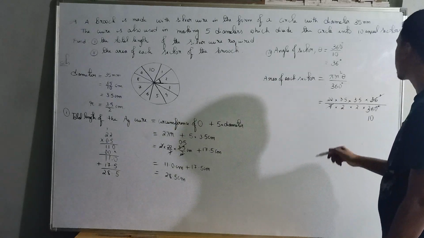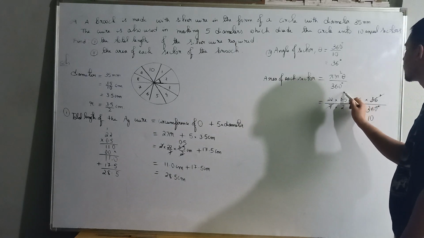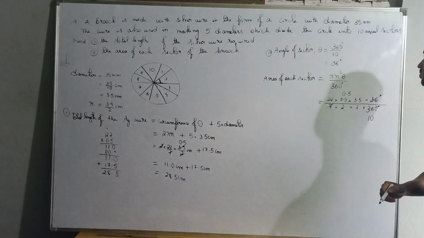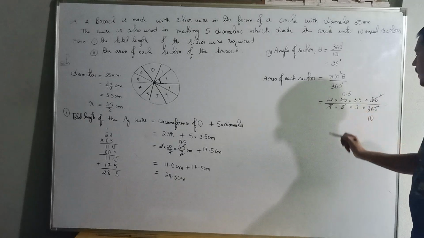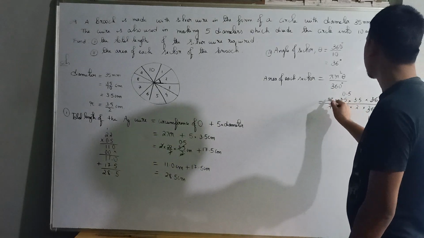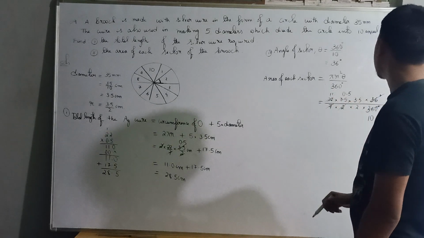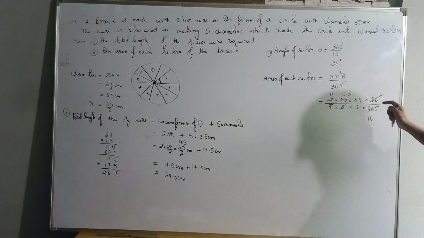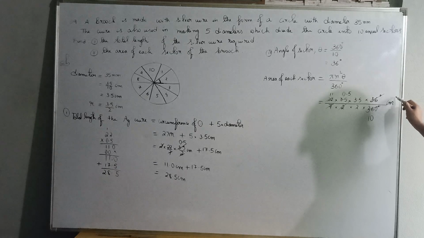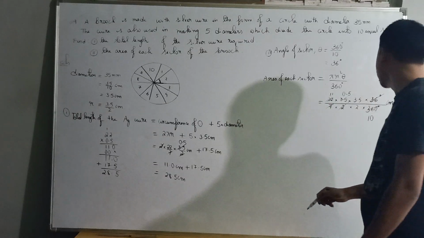7, 1 times is 7. 0.5 times 7 is 3.5. Okay. We have 2, 1 times is 2. And 2, 11 times is 22. So r square, this is centimeter, this is centimeter, so we have square centimeter over there.